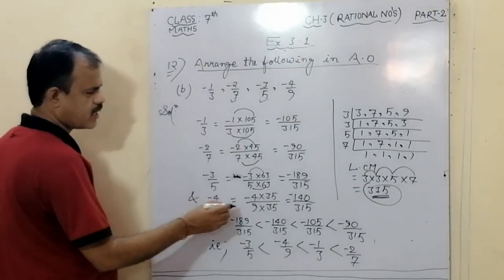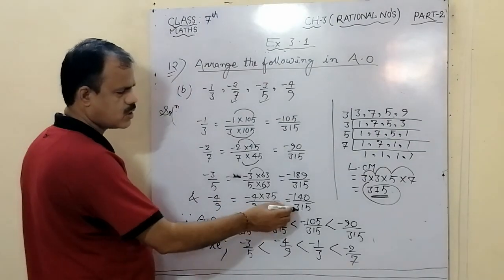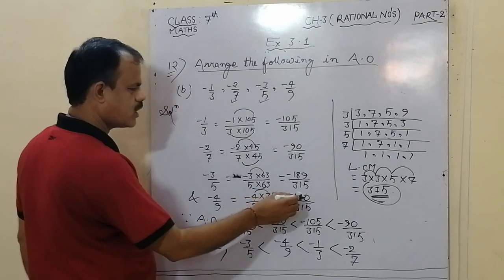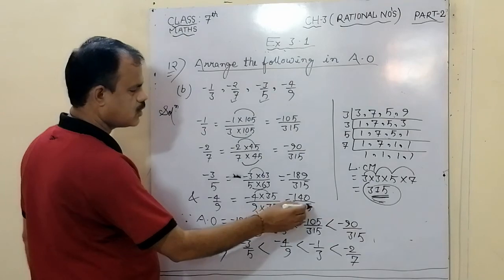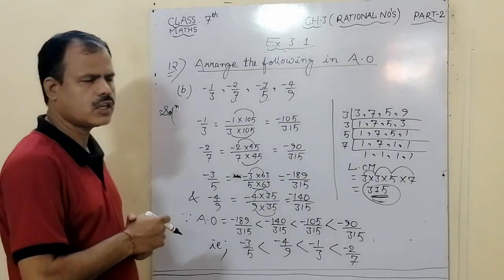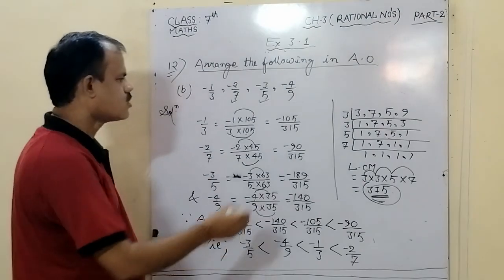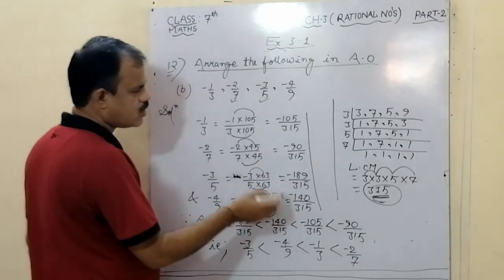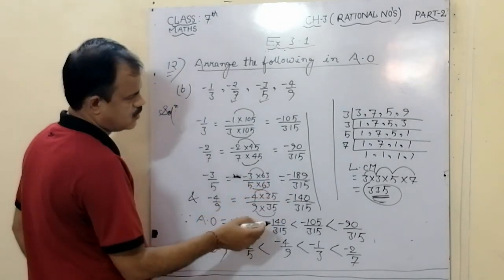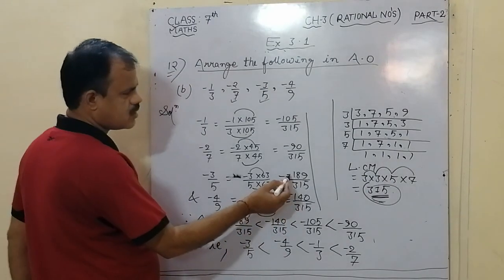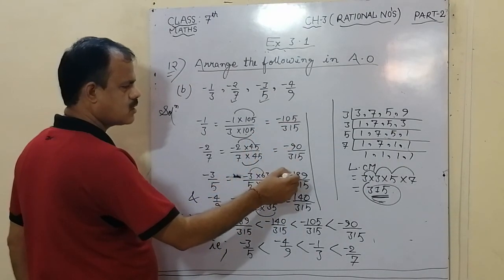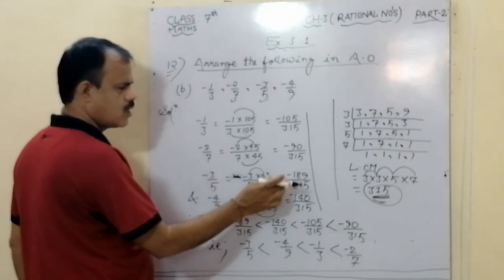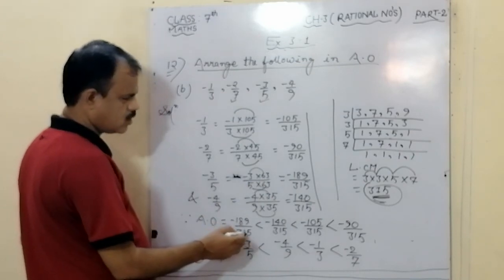And last, minus 4 by 9. We multiply 9 by 35 so that it becomes the LCM, that is 315. So 4 into 35 is minus 140, 9 into 35 is 315. Now see here, ascending order is smallest to greatest. These are like fractions, and we need the smallest fraction. The numerators are minus 105, minus 90, minus 189, minus 140. So the smallest is minus 189 by 315.